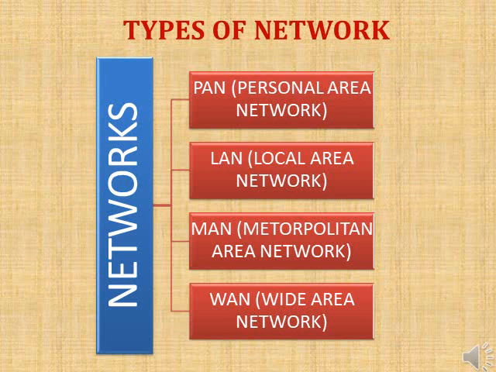Now we move to types of networks. There are four types of networks, namely personal area network, abbreviated as PAN, local area network, abbreviated as LAN, metropolitan area network, abbreviated as MAN, and wide area network, abbreviated as WAN.